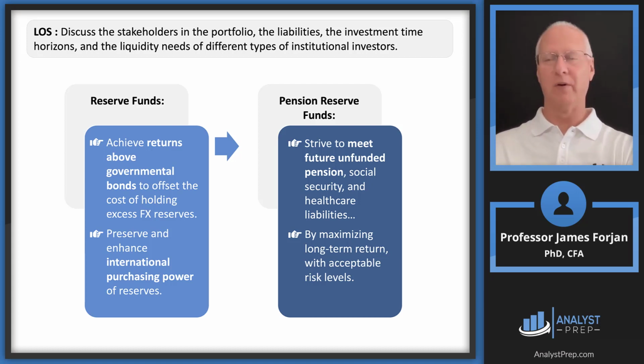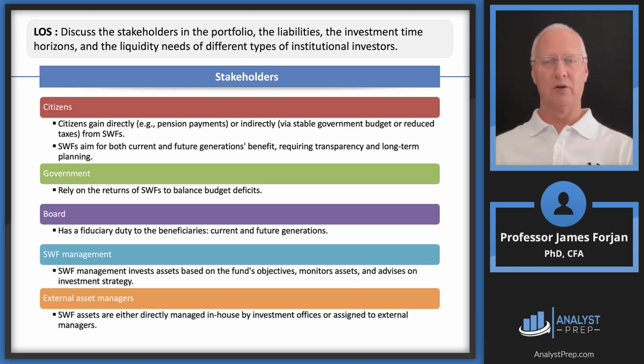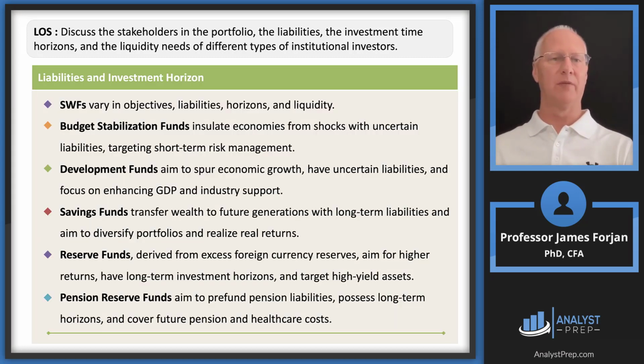And then pensions, this is exactly what we've been talking about here, so that we can make sure that we have enough to pay all of our elderly when they decide to retire. I'll go ahead and comment and say, here in the United States, we have Social Security, and there are lots of people who are worried about those long-term viability and those long-term benefits. All right, stakeholders: the citizens, the government, the board, the managers, and external asset managers. That makes perfect sense there. Yeah, liabilities and investment horizon.